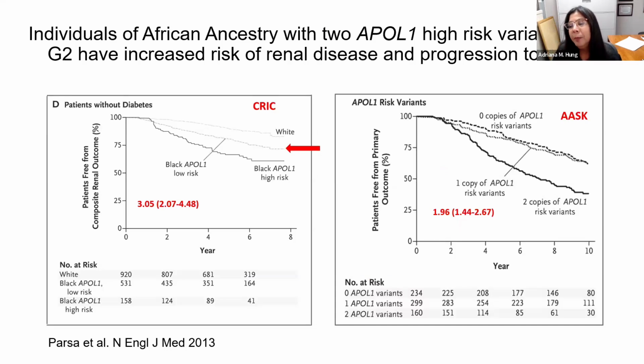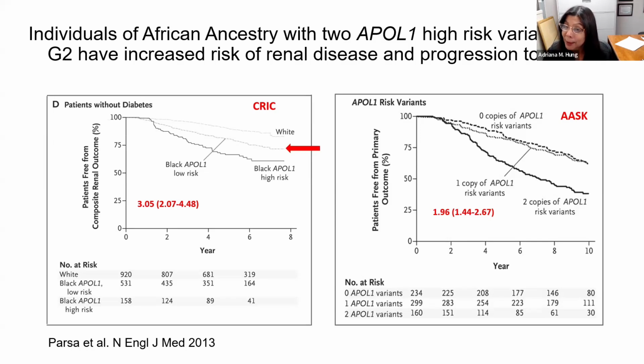And in part, for many years, that excess risk has been explained partially by the presence of the APOL1 high-risk genotypes. And I'm sure that we all are very familiar with this work by Parsa et al., published in 2013 in the New England Journal of Medicine, and that was done in two cohorts, the CRIC and the African American Study of Kidney Disease cohort.